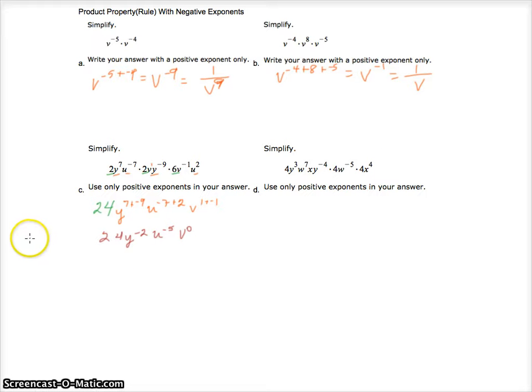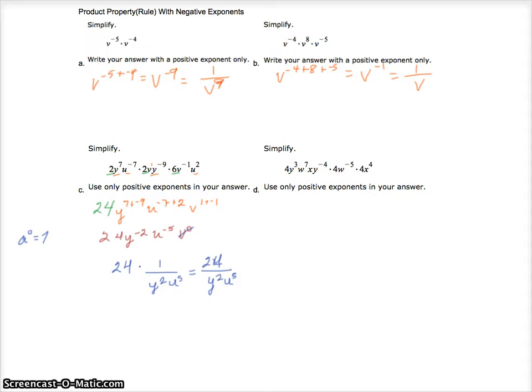We need to remember that anything to the 0 power is 1, so it just goes away. So this goes away, and then I need to rewrite these, so it's going to be 24 times 1 over y squared u to the 5th. 24 times 1 is 24, so it's 24 over y squared u to the 5th power.